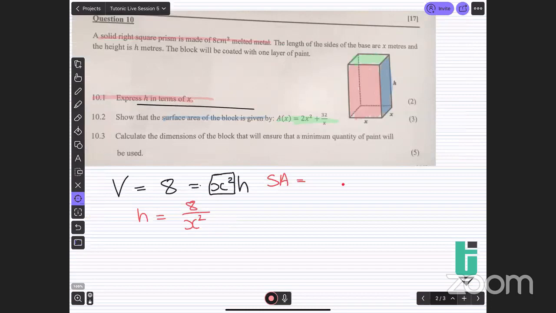Because isn't the red the breadth x, right? Yeah. And the height h? They both have the same breadth and they have the same length, so they must both be equal.